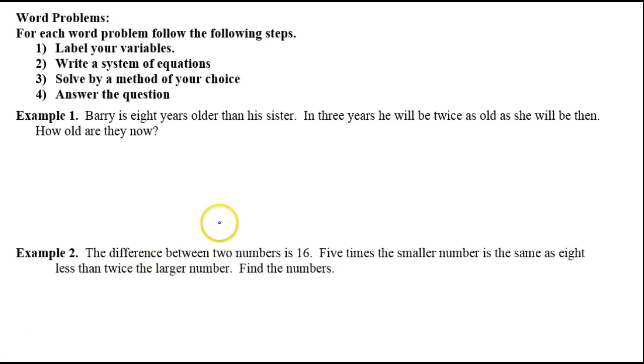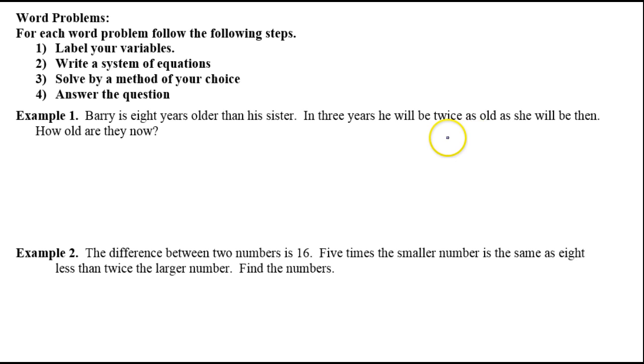In this video, I will show you how to take a word problem and turn it into a system of linear equations that you can then solve. So Barry is 8 years older than his sister. In 3 years, he will be twice as old as she will be then. How old are they now?